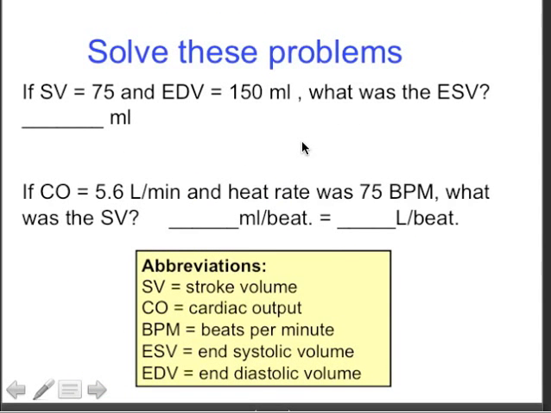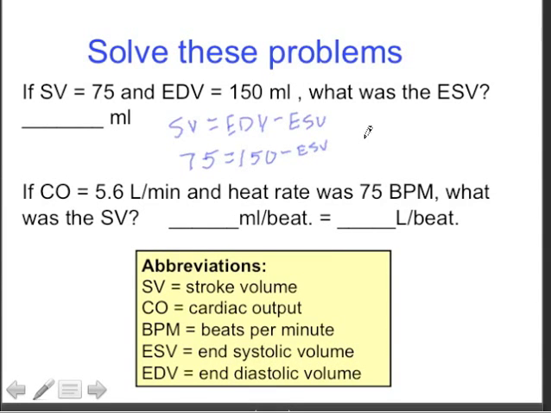So let's do some math. If the stroke volume is 75 and the end diastolic volume is 150, what is the end systolic volume? Okay, well, we got to write our equation down. SV equals EDV minus ESV. Plug in the numbers. 75 is equal to 150 minus ESV.